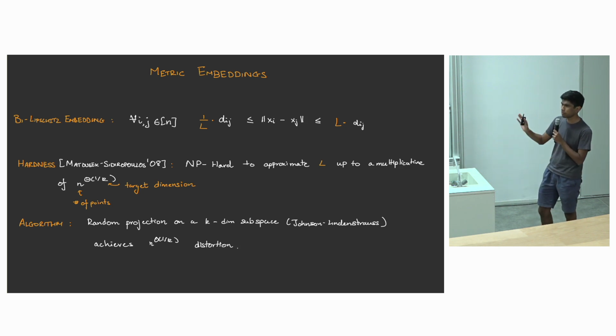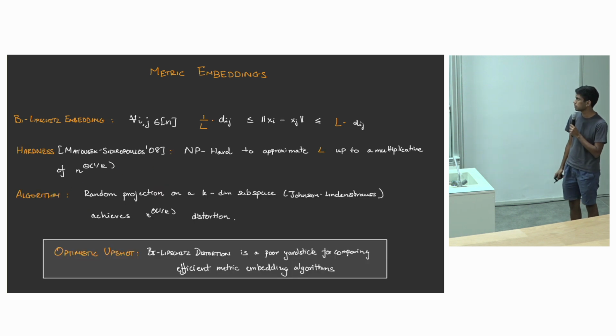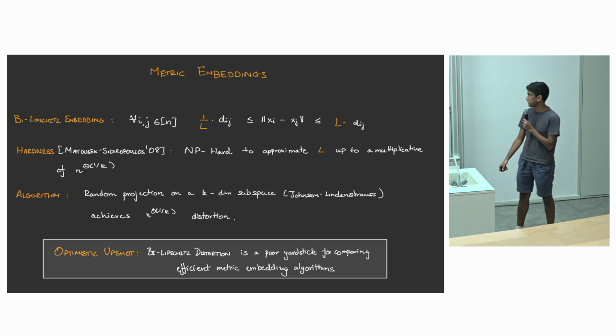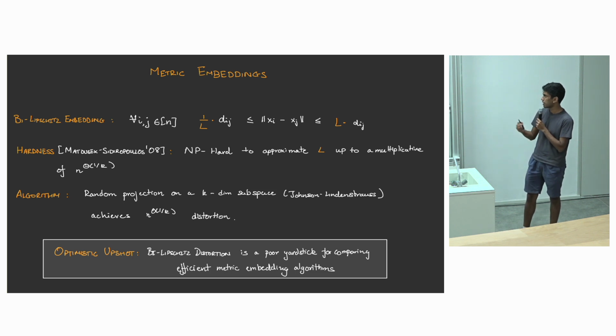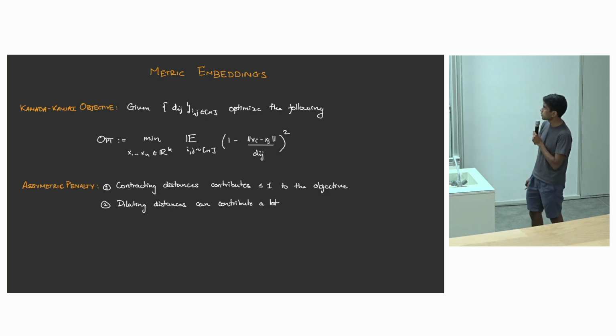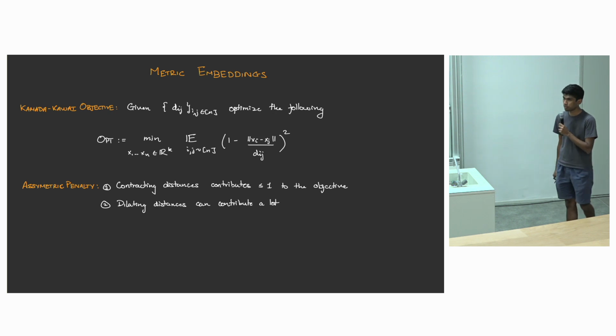So it seems like the picture here is not super interesting. There's not really any interesting algorithms here, and maybe the optimist would say that this notion of bi-Lipschitz distortion is a poor yardstick for comparing efficient metric embedding algorithms, because there's this very simple algorithm that does the best you could hope for. Towards that, we're going to consider a different objective called the Kamada-Kawai objective.